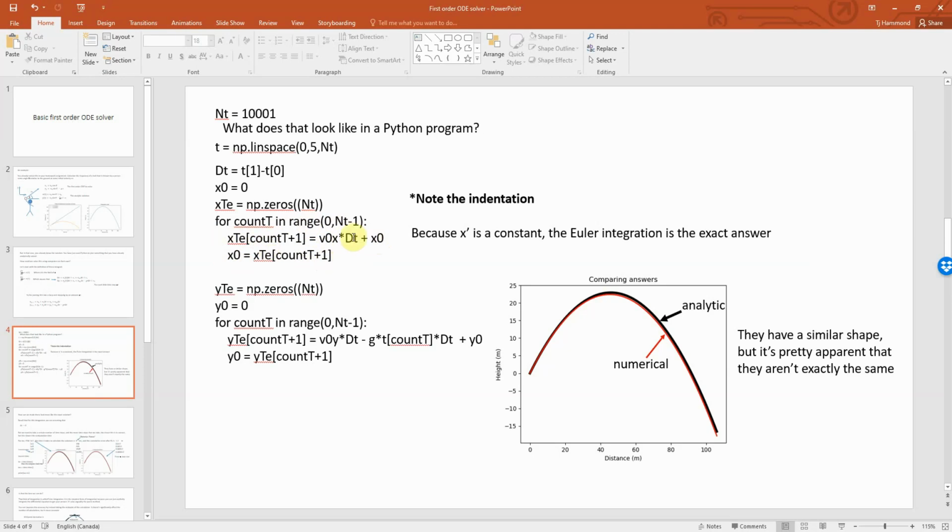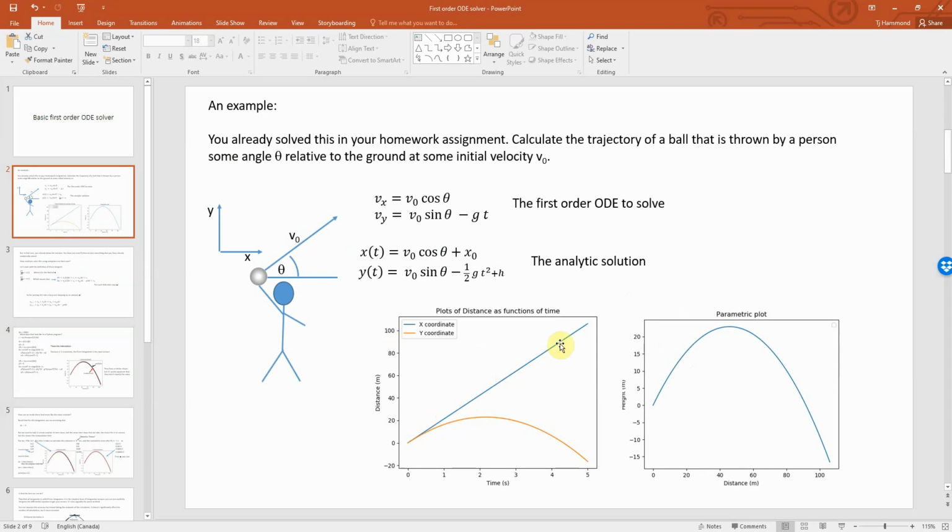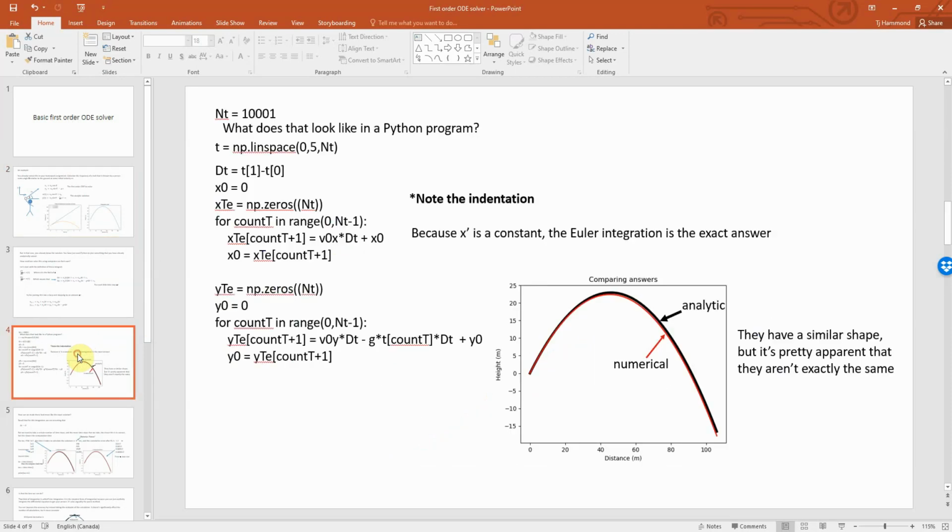So this is Euler integration, but it happens to be that because our v naught x is actually not a function of time, this ends up giving us exactly the answer. So you can see here that our x-coordinate is perfectly increasing linearly with time, and that is just saying that Euler integration actually works for something that is just linearly progressing.